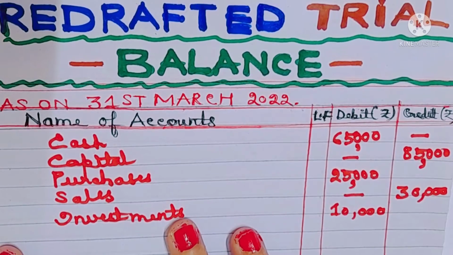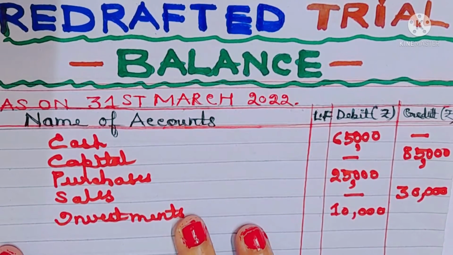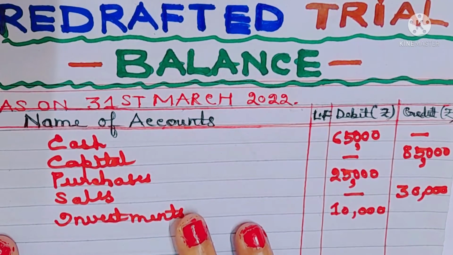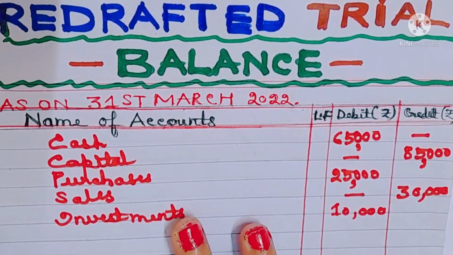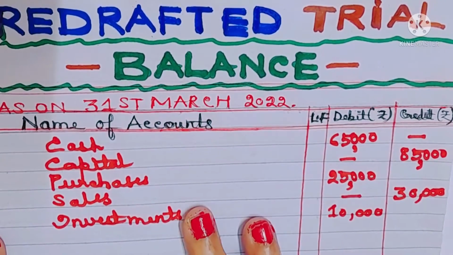Understood? So investment comes under real account. According to real account, what comes in is debit. So when you're investing your money in some scheme, this is an asset. So according to real account, what comes in is debit. When you invest your money, money comes in. So investment will be debited. Understood? So let's see the next account.